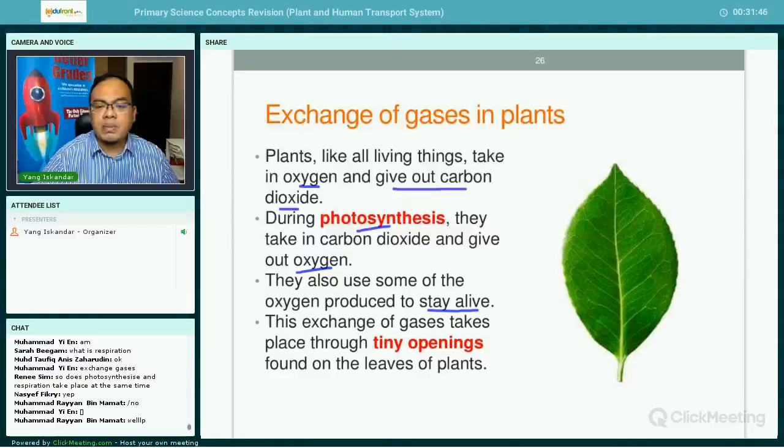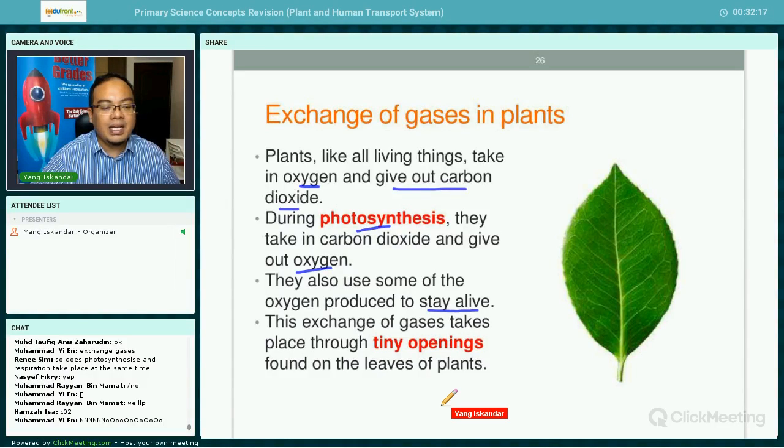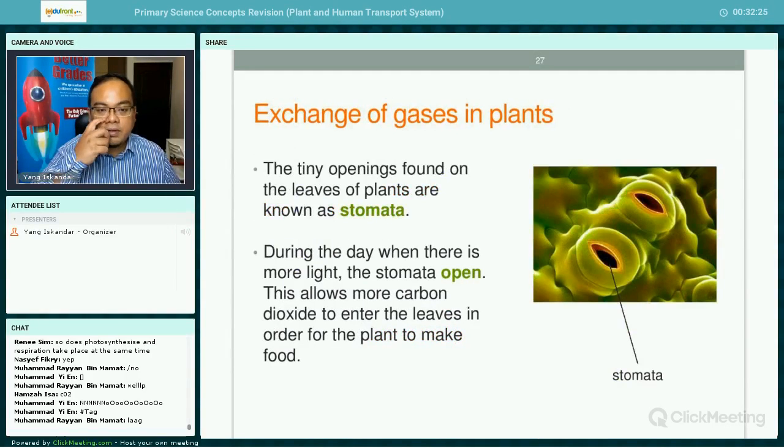Now, some of you may be asking, teacher, then what happened to the stomata? Wouldn't the stomata be confused? Are they taking in carbon dioxide or taking in oxygen? If you learn further later in secondary school, JC, university, the inside of the leaf is not so straightforward. It consists of many tiny tubes where respiration and photosynthesis can take place together. If you want to know more, you can find out from the internet. You can Google exchange of gases.